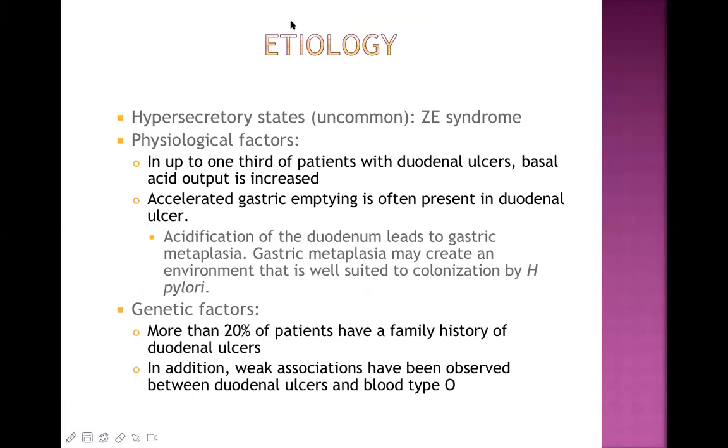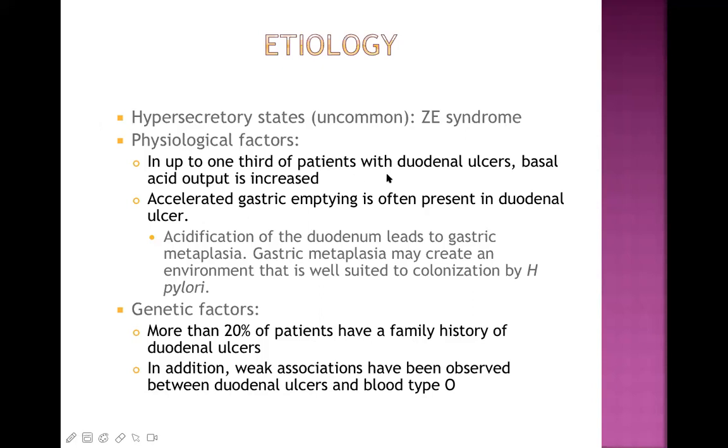Okay, let's move on. Now, what are the other factors? Other etiological factors are Zollinger-Ellison syndrome, which is a type of hypersecretory state. Fortunately, this is not very common. Zollinger-Ellison syndrome means there is a tumor in the pancreas. That tumor is known as gastrinoma, and it produces a lot of gastrin. Now, gastrin increases the secretion of hydrochloric acid, and then it can lead to ulceration. That is the relation.